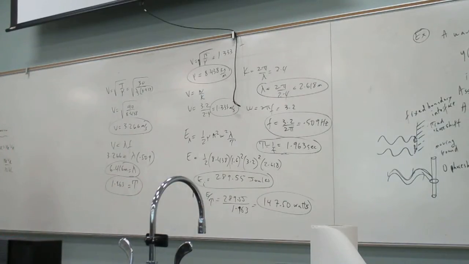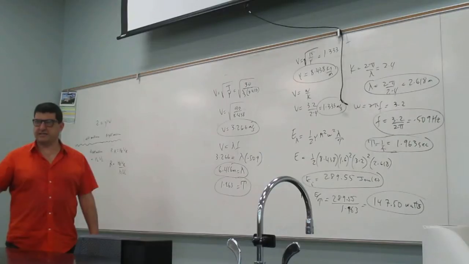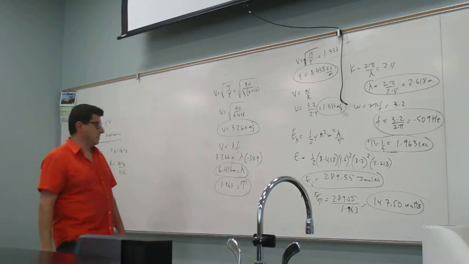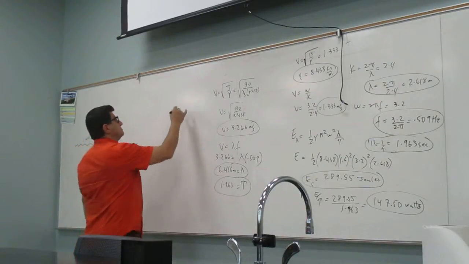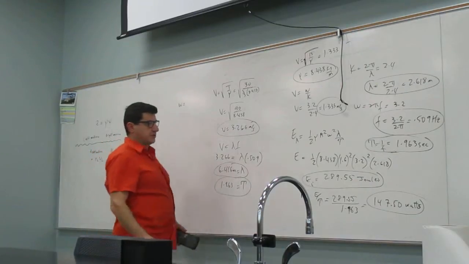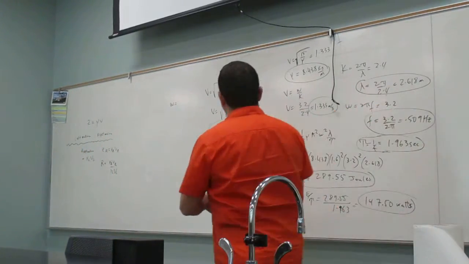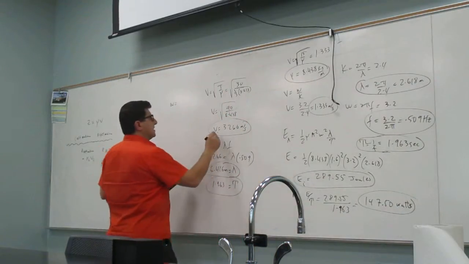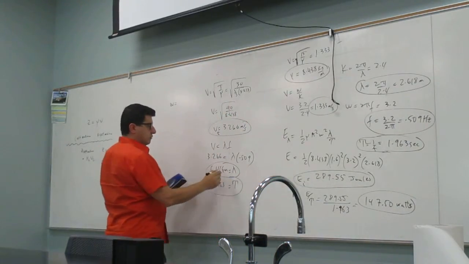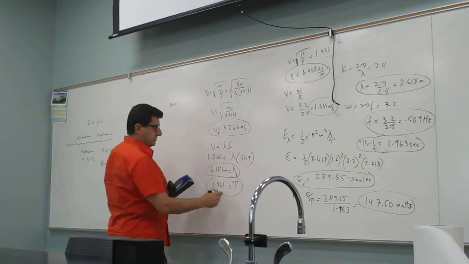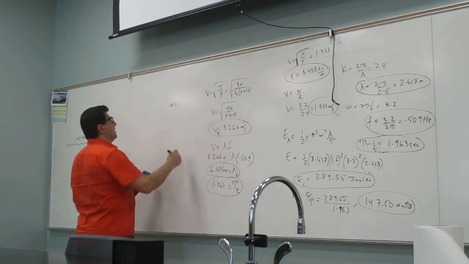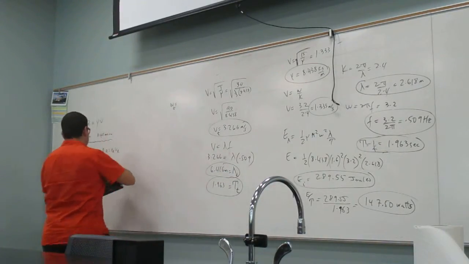So I'm trying to find out every single thing I can about that transmitted wave now. Okay, how about the omega of the transmitted wave? So I should be putting subscripts here. This is the velocity of the transmitted wave, wavelength of the transmitted wave, the period of the transmitted wave, the omega of the transmitted wave.